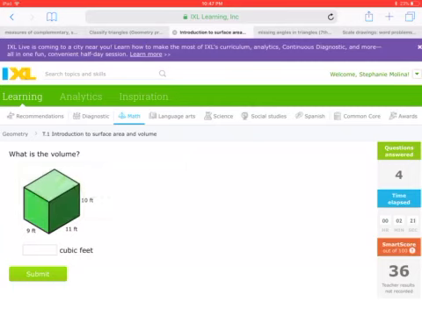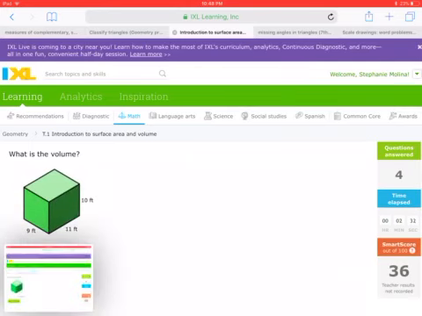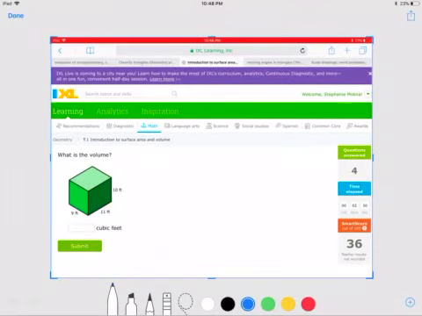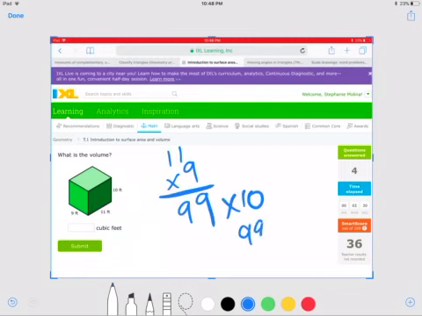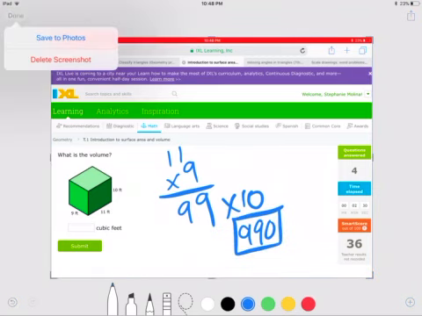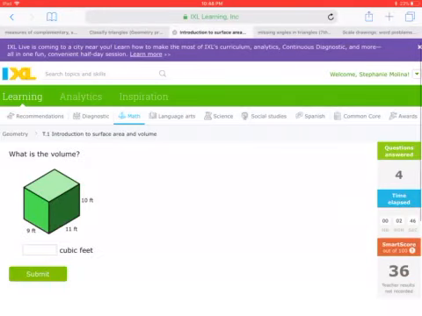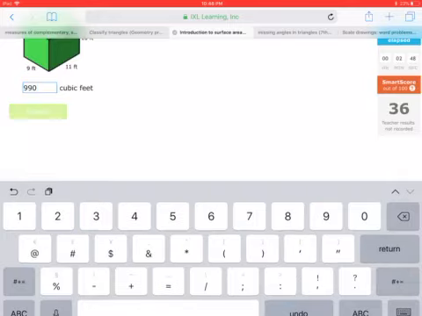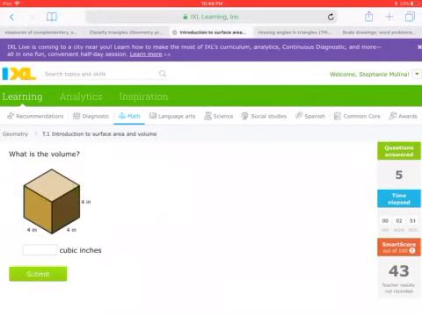Well, this is almost just too easy. I'm trying to get more surface area problems. 9 times 11. Let me see. 9 times 11 times 10. 9 times 11 is 99. 99 times 10 is 990. Let's type that in. I know I don't even need to write it down, but some of you need to visually look at it.